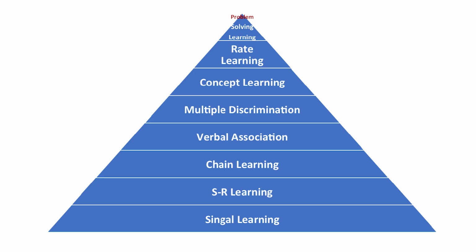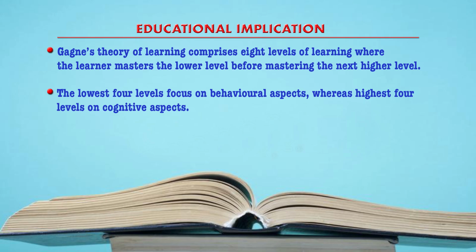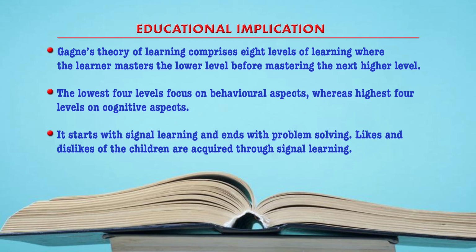Now, you must be wondering, what is the implication of all these points that we have discussed just now as far as education is concerned? So, I am going to talk about the educational implications of Gagne's theory of learning. Gagne's theory comprises, as I said just now, 8 levels of learning where the learner masters the lower level before mastering the next higher level. The lowest 4 levels focus on behavioral aspects, whereas the highest 4 levels focus on cognitive aspects. And it starts with signal learning and ends with problem solving.